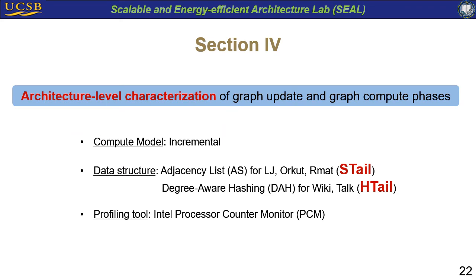Next, we move on to section 4, where I will talk about the architecture level characterization of graph update and graph compute phases. For these experiments, we use the incremental compute model, and we use two data structures which are the best for the corresponding dataset categories. So for LJ, Orkut, and RMAT, we use the adjacency list AS data structure. We call this category S-tail, which stands for short-tailed. For wiki and talk, we use the degree-aware hashing data structure and call this category H-tail, which stands for heavy-tailed.